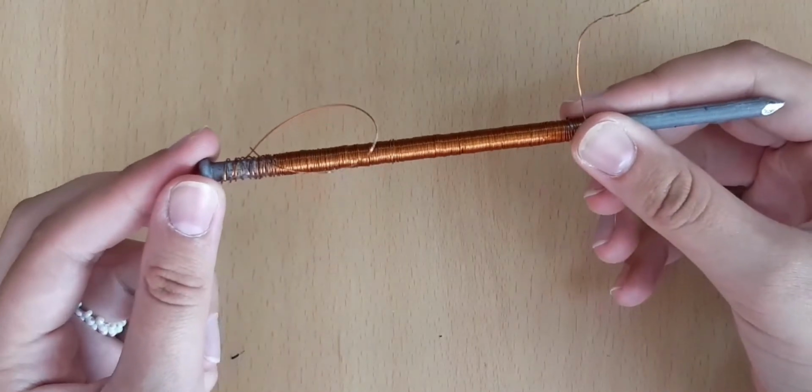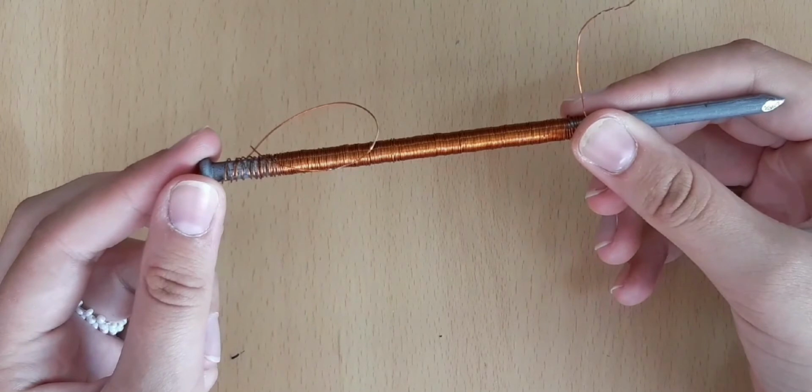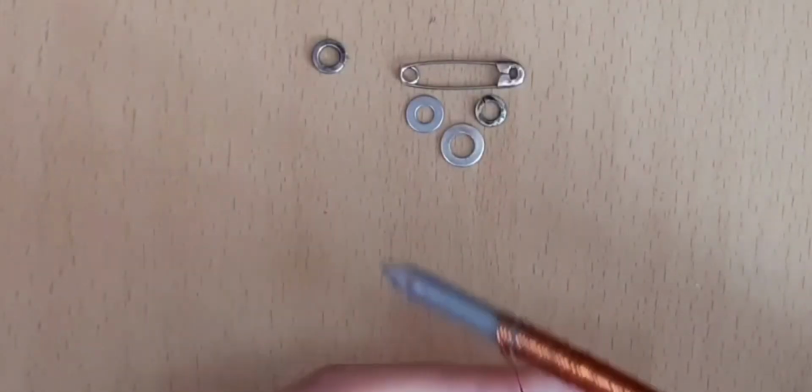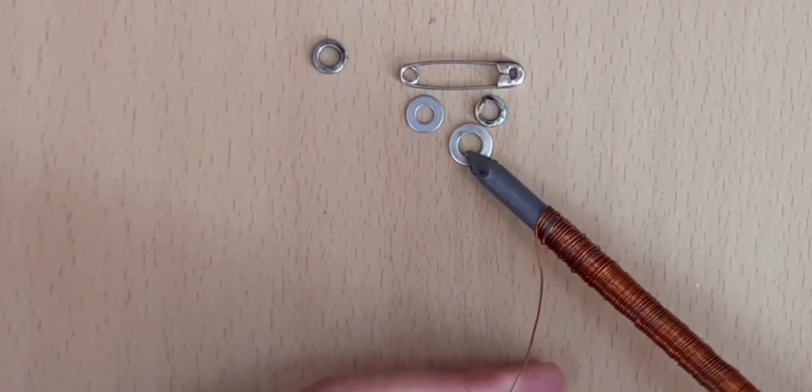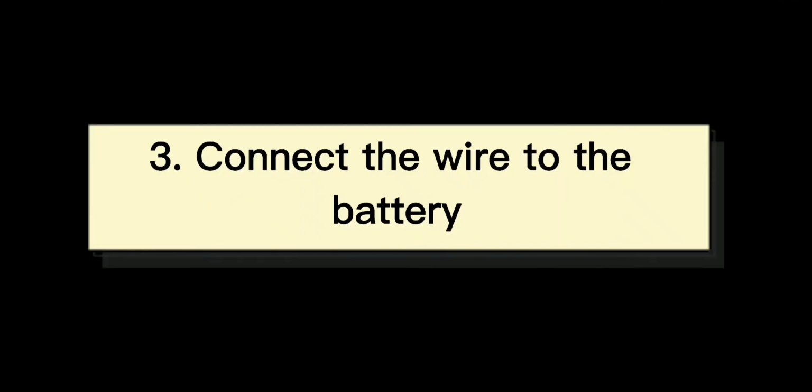So we have made an electromagnet, in which there is a core in the form of a nail and a coil in the form of a wire. Note that now the nail doesn't attract objects. At third point, connect the wire to the battery.